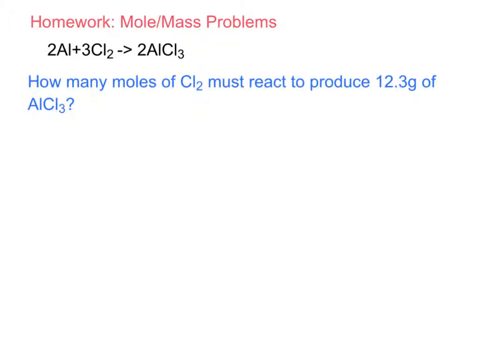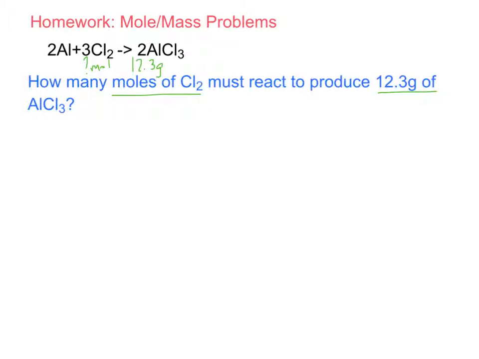We still have our balanced equation, and the question this time is how many moles of Cl2 must react to produce 12.3 grams of AlCl3. So we start, as always, with our givens and what we want. So we're starting with AlCl3 this time, and we're starting with 12.3 grams. And we want to find out how many moles of Cl2.